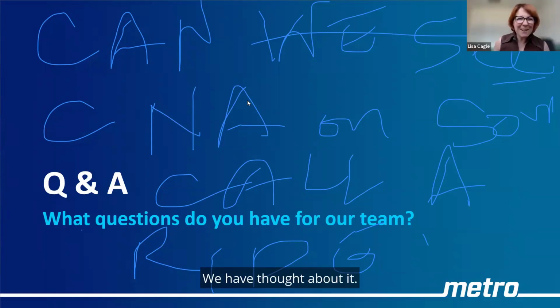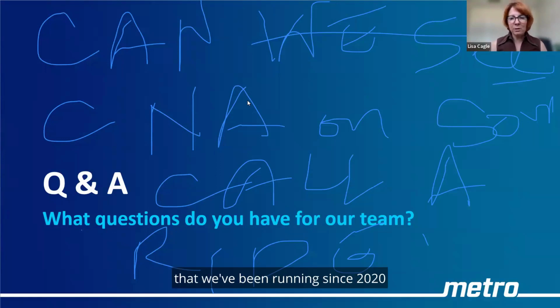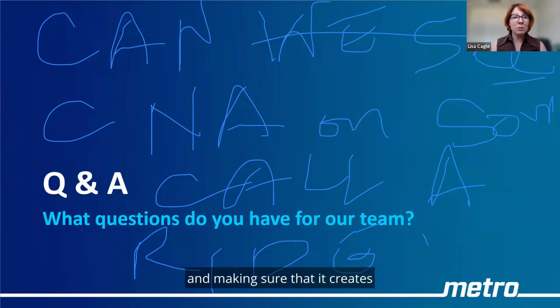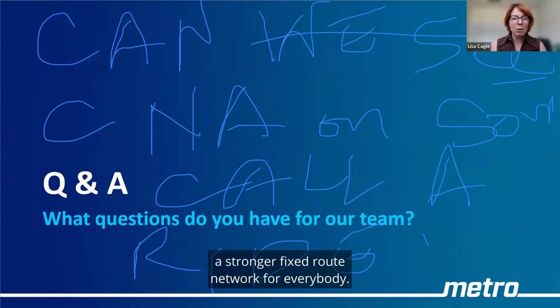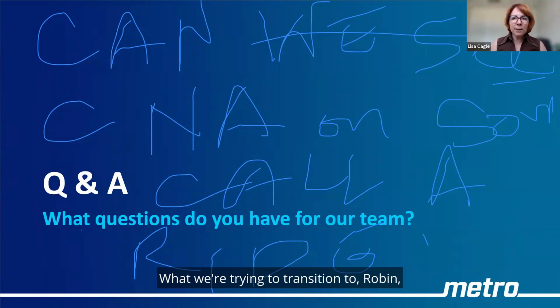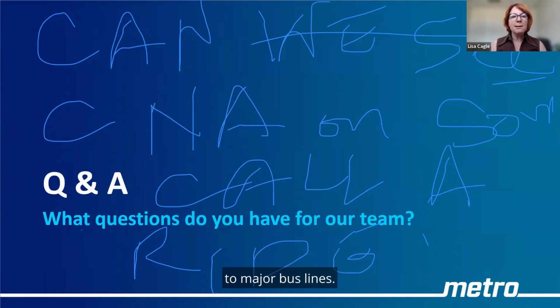So yeah, we have thought about it. The Via Metro STL pilot that we've been running since 2020 was specifically to test out different use cases, to see where microtransit actually works best for connecting people to our fixed route network and making sure that it creates a stronger fixed route network for everybody. What we're trying to transition to, Robin, is something that is more of a first mile, last mile service that connects people to major bus lines. That is the plan for the future.